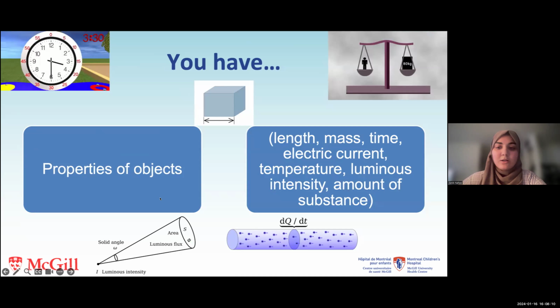Now, objects have basic properties essential for understanding them. We have length, how long an object is; mass, the amount of matter; time, event progression; electric current, the charge flow; temperature, hotness or coldness; luminous intensity, the brightness of light; and the amount of substance, the quantity of entities like atoms. These properties are the foundation for scientific measurements and create the International System of Units, the SI, which is a standard way to measure things in different scientific areas.